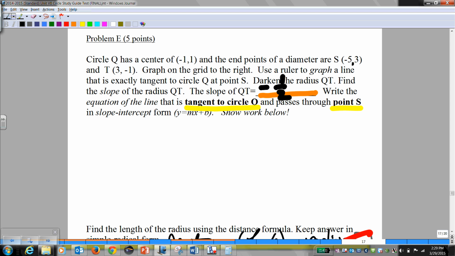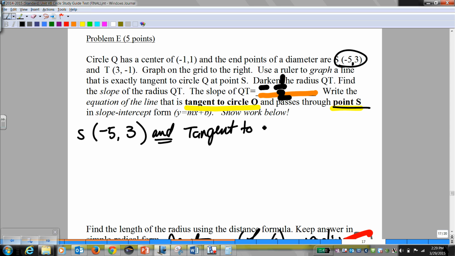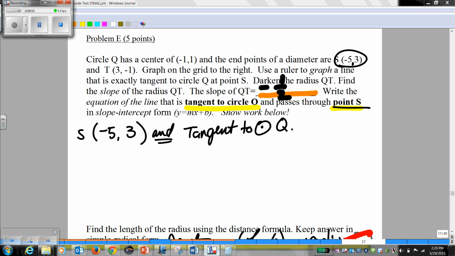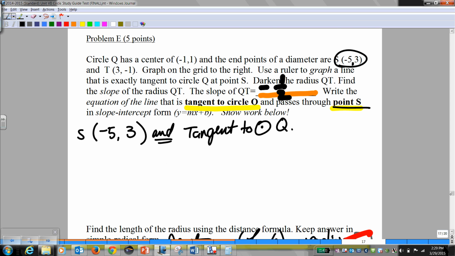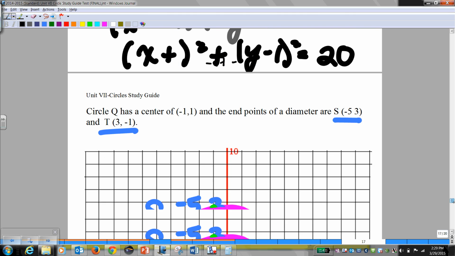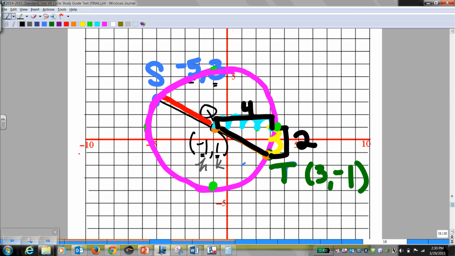All right, our goal is to find the equation of a line that passes through point S, which is (−5, 3), and is tangent to circle Q. Well, how about we physically draw that and see what happens here? So let's draw a line that is tangent to circle Q at point S.